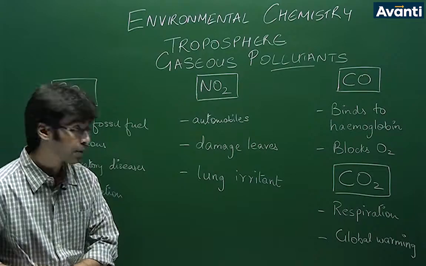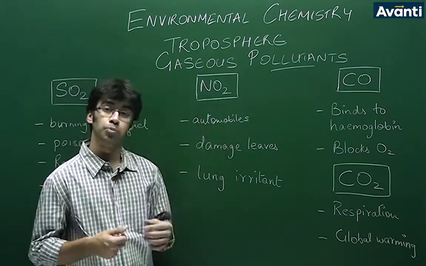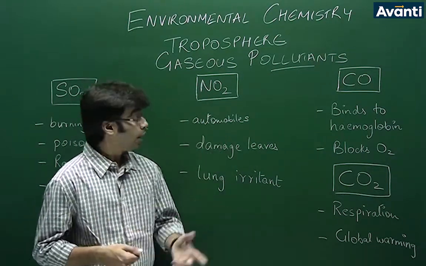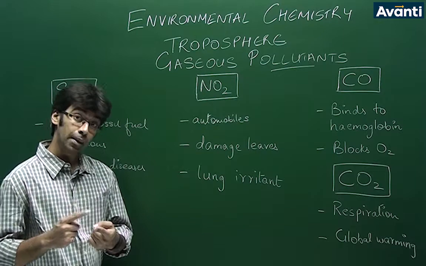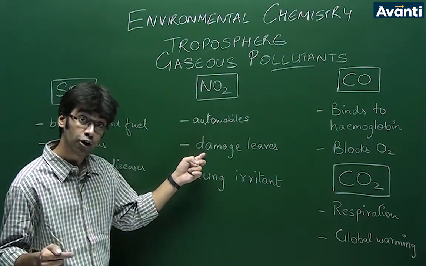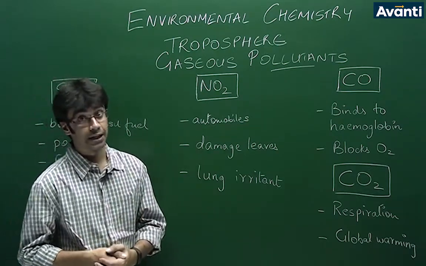Another type of gaseous pollutant is NO2, which is typically released when automobiles are present. It is a part of the automobile exhaust. NO2 also damages leaves, which blocks the photosynthesis capacity of plants and restricts their growth, and it is also a lung irritant.